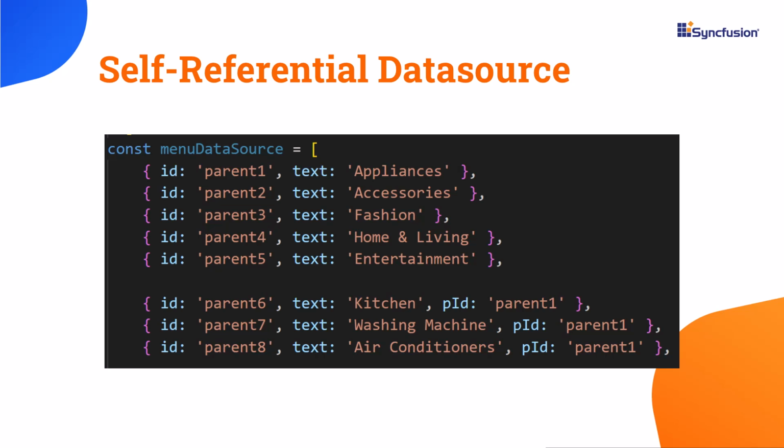Next, I will show you how to bind self-referential data source to the menu bar component. Before that, let's have a look at the self-referential example first to understand its structure. In addition to the usual ID and text fields, you will see objects with one more field, parentID. This field maps the appropriate parent node's ID to its child node. Notice here, these three objects have an additional field parentID with the value parent1, which indicates that they render as child nodes of parent1.